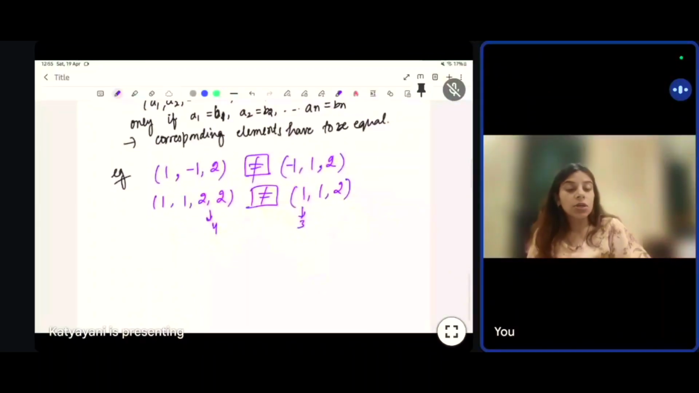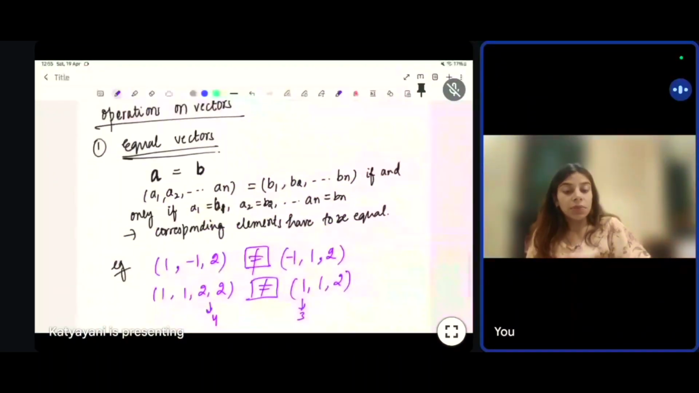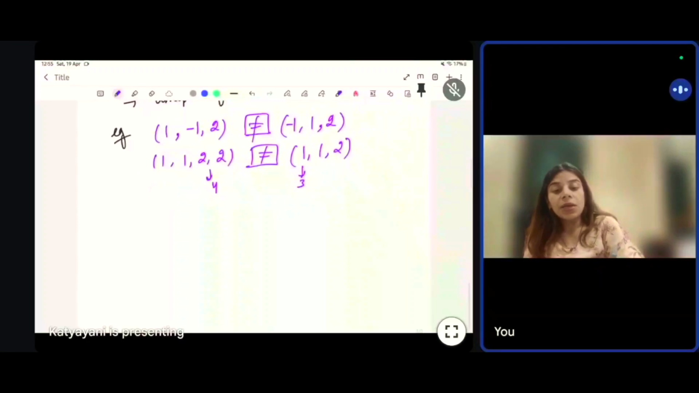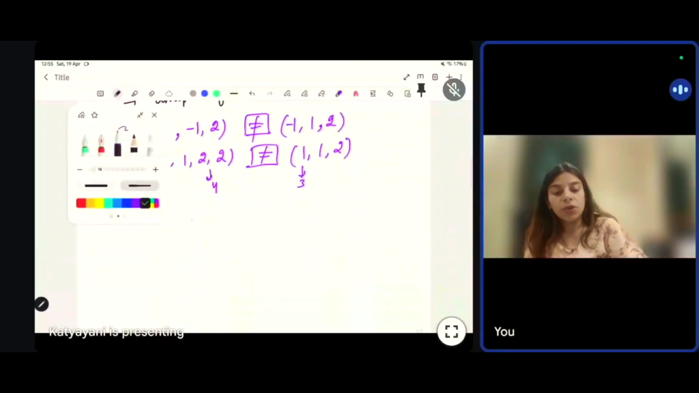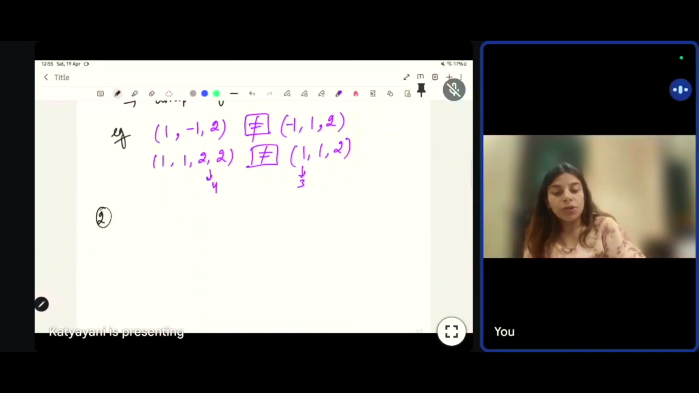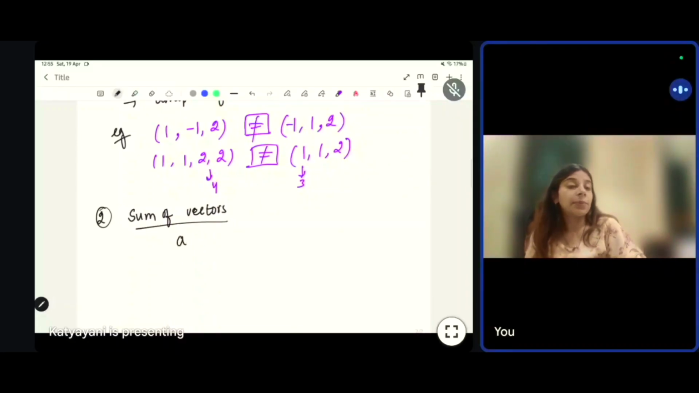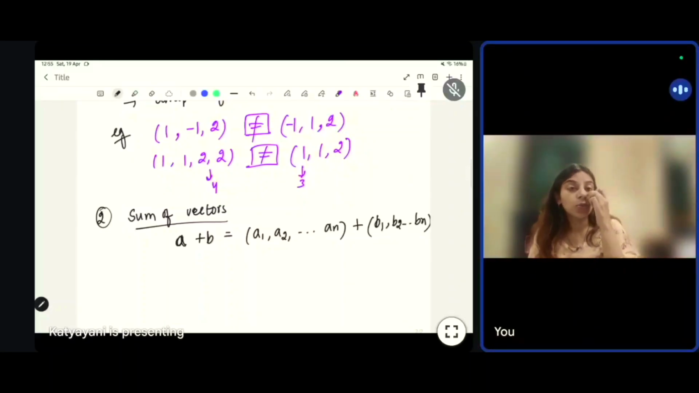That is the first operation on the vectors, right? Now let's look at the second operation, that is the sum of vectors. Suppose I have two vectors a and b, and I have to add them, right? So this is a and b, and suppose a is a1, a2, a3, and so on till an, plus b1, b2, and so on till bn. I have to add these two vectors, right?